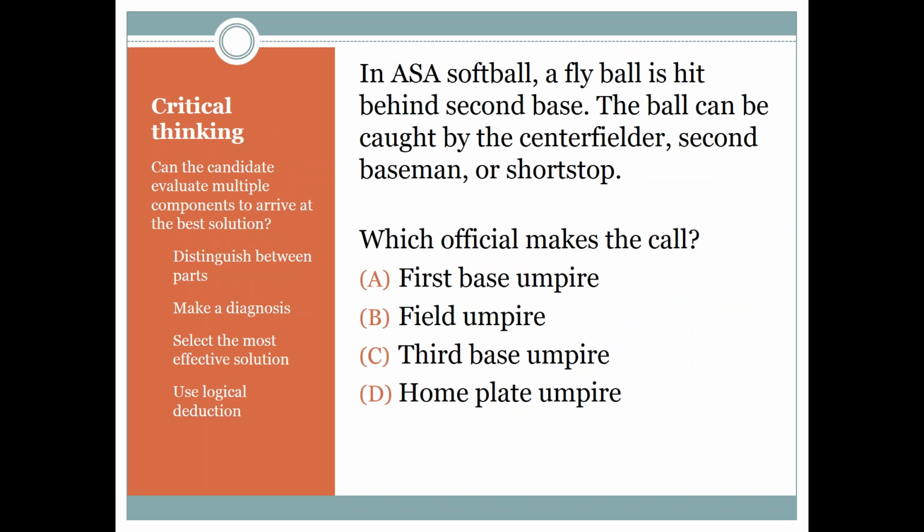And then last but not least, we have critical thinking. Can the candidate evaluate multiple components to arrive at the best solution? That would be such as distinguishing between parts, making a diagnosis, selecting the most effective solution, and using logical deduction. For instance, in ASA softball, a fly ball behind second base. The ball can be caught by the center fielder, second baseman, or shortstop. Which official makes the call? Now you have to analyze where the ball is going, where it's going to land, who's going to catch it, and then the final component is which official makes the call based on who is able to make that catch. I know it's not the subject matter, but it gives a more in-depth look at what a critical thinking item question would look like.